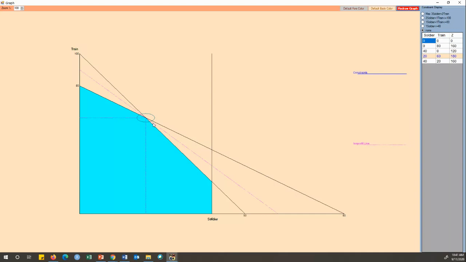So I hope you can play around with this one. Find yourself some questions that you have in mind, or if you find a question from the books or from the internet or from whatever sources, you can use QM for Windows and put in all the constraints and the objective function and solve. And you can see how easy it will make your life.